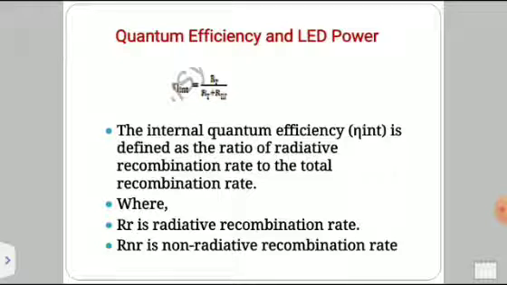Now we follow a certain formula here, that is the internal efficiency of the LED. First let me complete the internal efficiency of the LED, and that is Rr by Rr plus Rnr. That is the internal quantum efficiency, defined as the ratio of radiative recombination rate to the total recombination rate. We sum these two, and that is the total recombination rate, where Rr is the radiative recombination rate and Rnr is the non-radiative recombination rate.